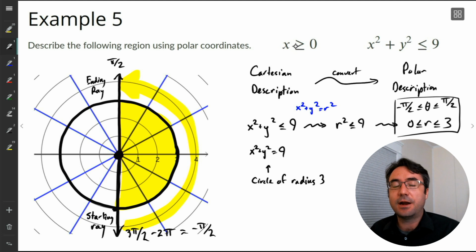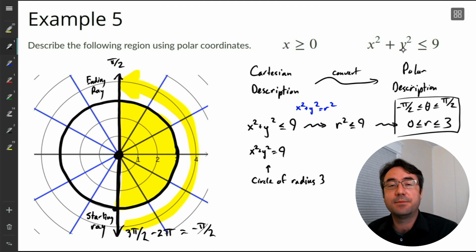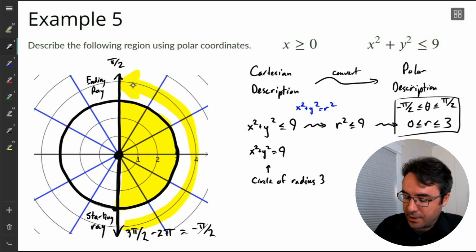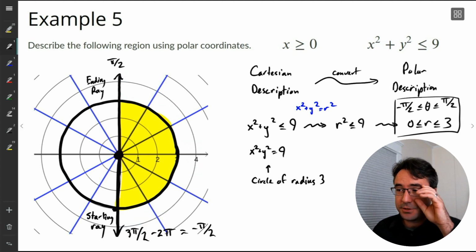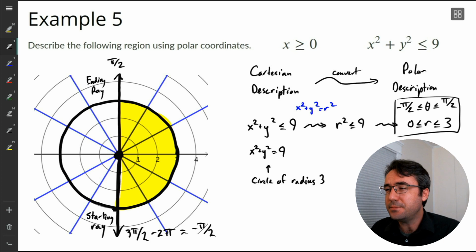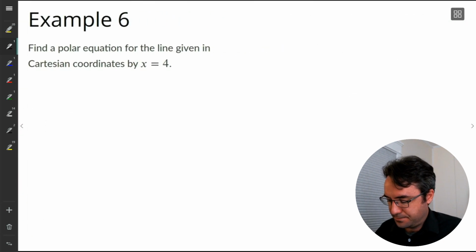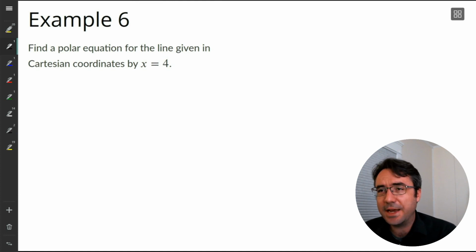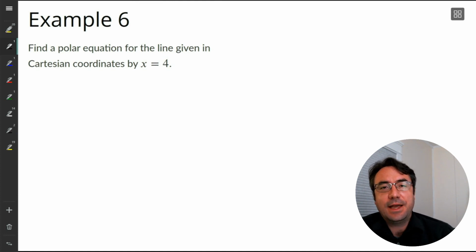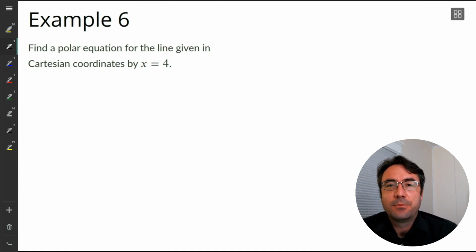So we were given our region described in Cartesian coordinates. We converted it into a polar coordinate representation. And there's the region. All right. Let's try another example. We're given a Cartesian equation, and we just want to convert it into a polar equation.